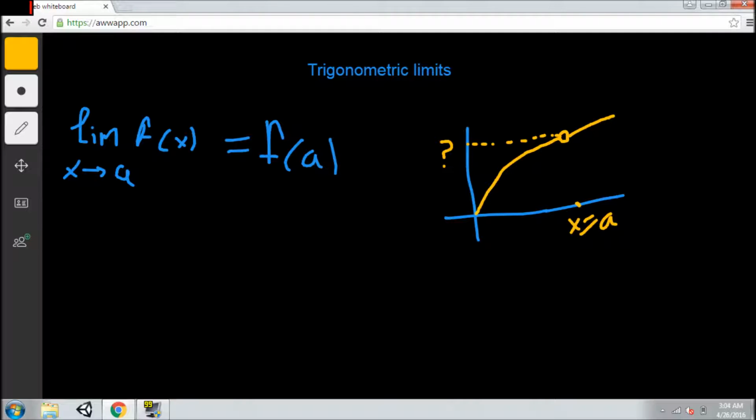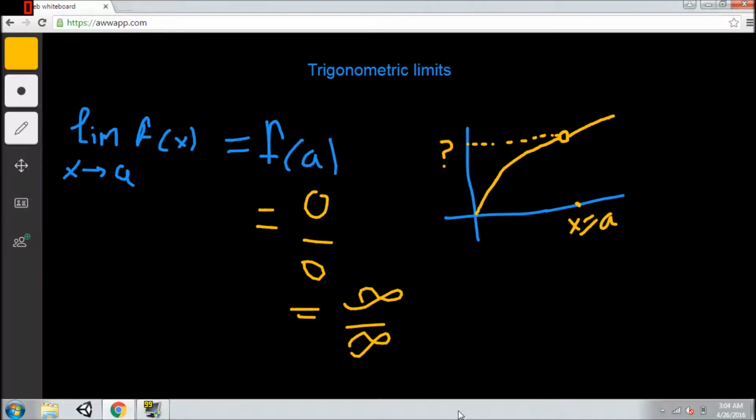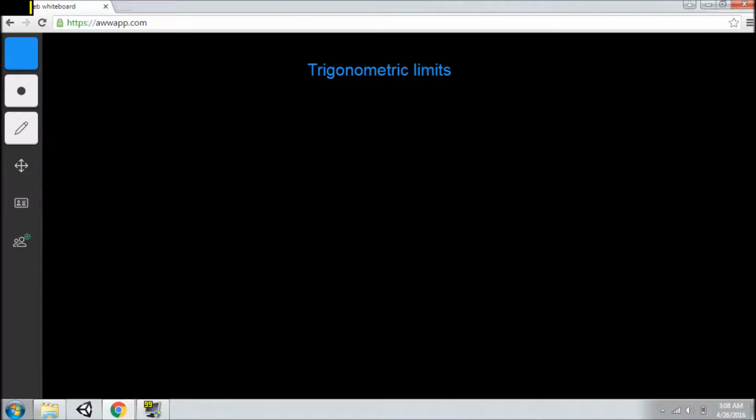If this is the case, then computing f(a), substituting each x with a, would not be very helpful. You could get something like 0 over 0, or perhaps infinity over infinity, which doesn't really make much sense, and we call this a non-defined value. So in this case, my limit is not going to be f(a), not the direct substitution, but something else. I'm not going to go deeper.